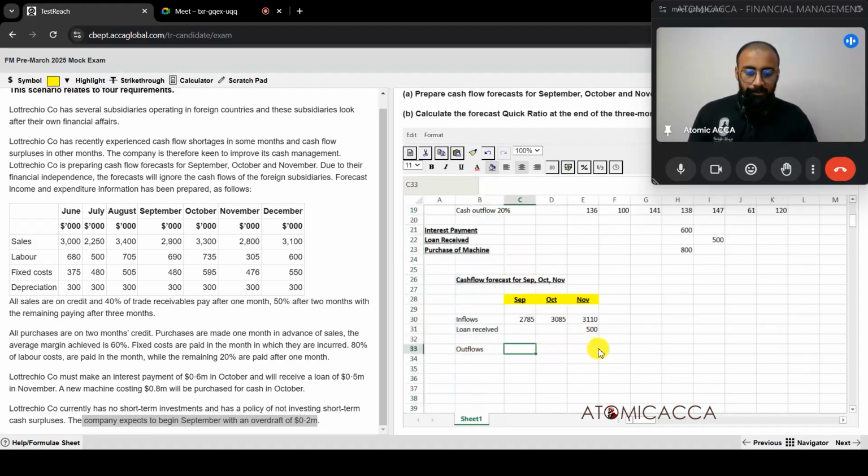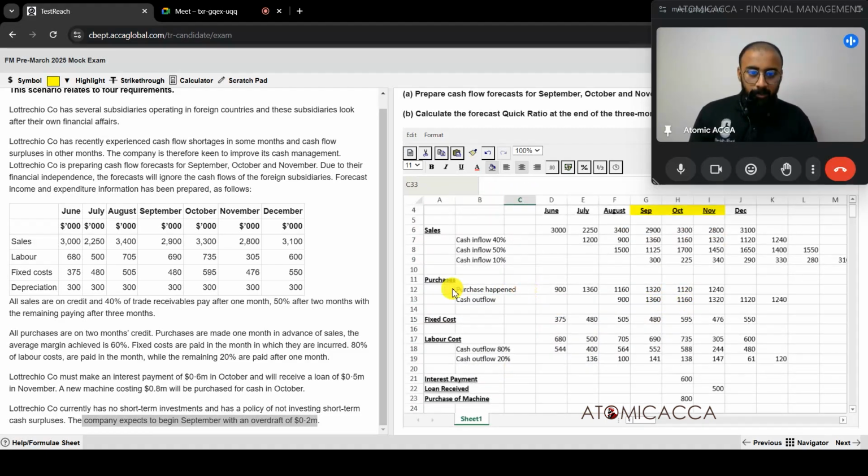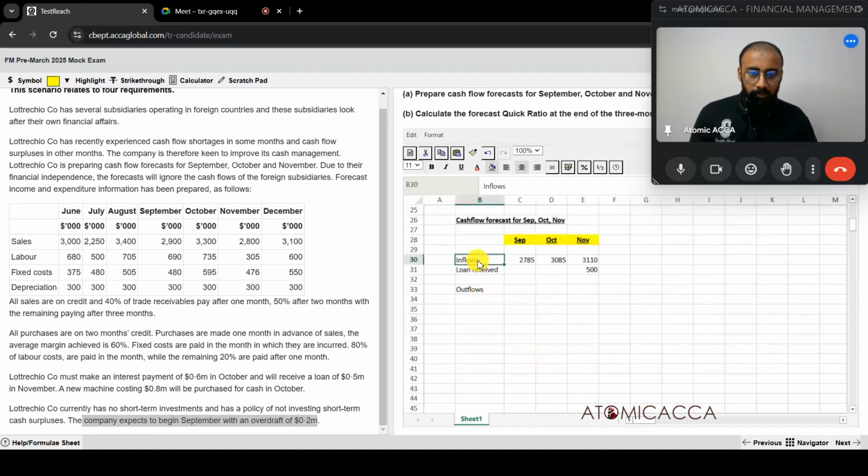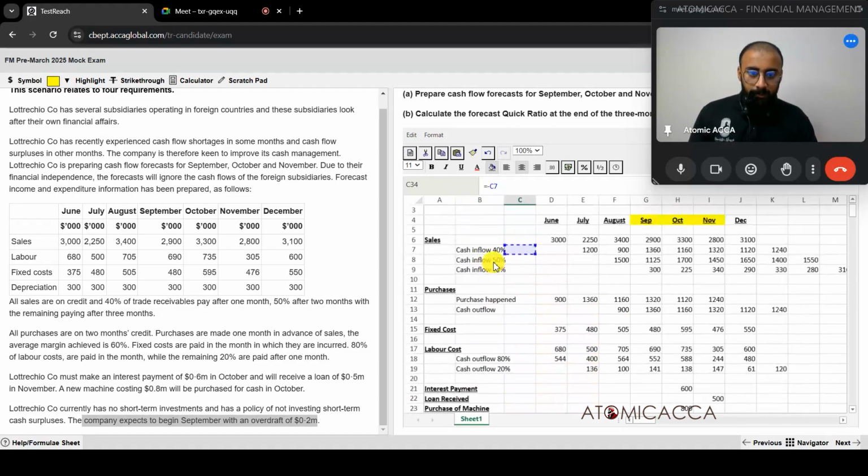Next is outflows. First outflows are coming up in relation to purchases. We have some outflows over here. So let's just make it a little more neat. This is about sales, then loan received. Okay, about outflows. First is purchase, we have equals to negative purchase cash outflow. Don't take the purchase happened. Okay, purchase cash outflow is important.